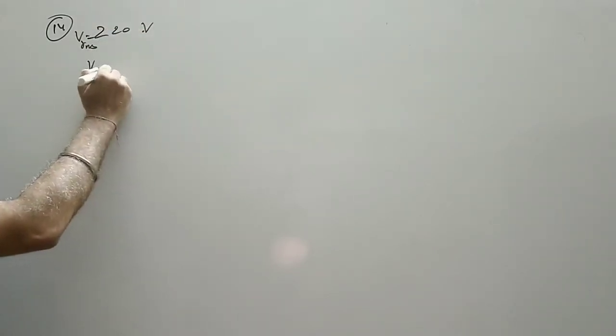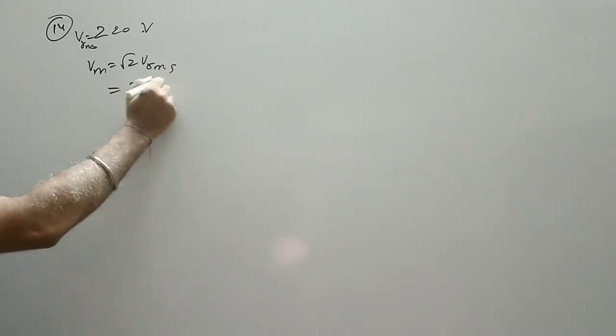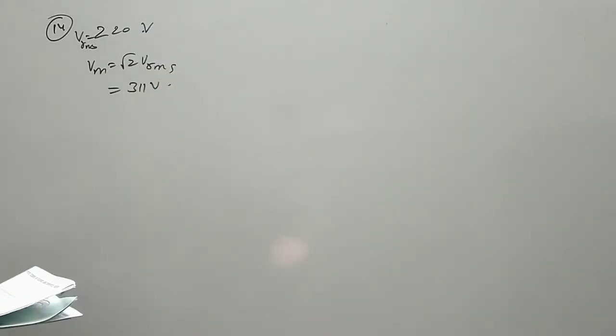Question 14. Find out the peak voltage of 220 volt. So this Vrms is equal to 220 volt. We know Vm is equal to root 2 times Vrms, so it comes out to be about 311 volt, that we did in theory also.